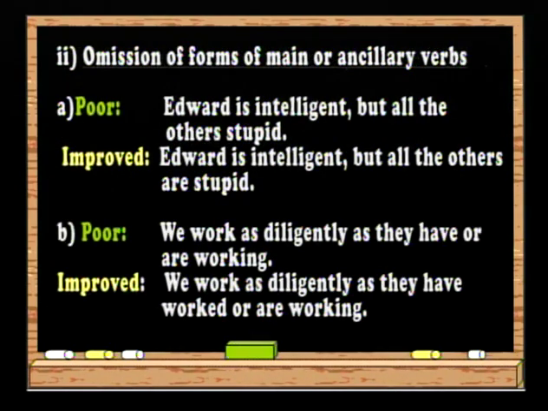Omission of forms of main or ancillary verbs. Poor: Edward is intelligent, but all the others stupid. Improved version will be: Edward is intelligent, but all the others are stupid.